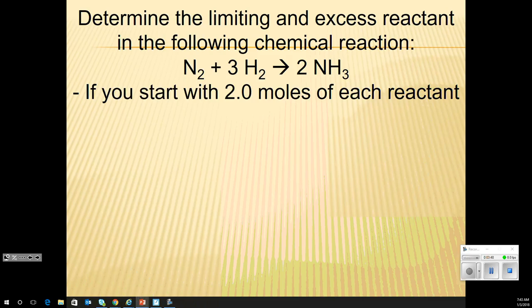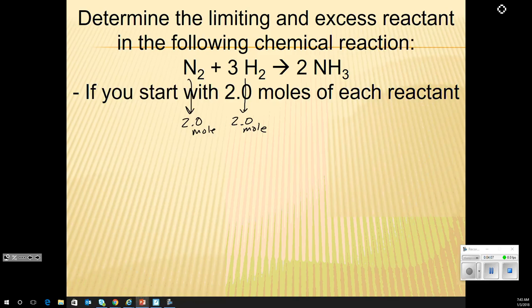Now, we're not always given visual like we are here. Let's look at this one for a second. This is just making water. What was my excess? Hydrogen. And what was my limiting? Oxygen. Okay, so that made it so I could only make three waters.